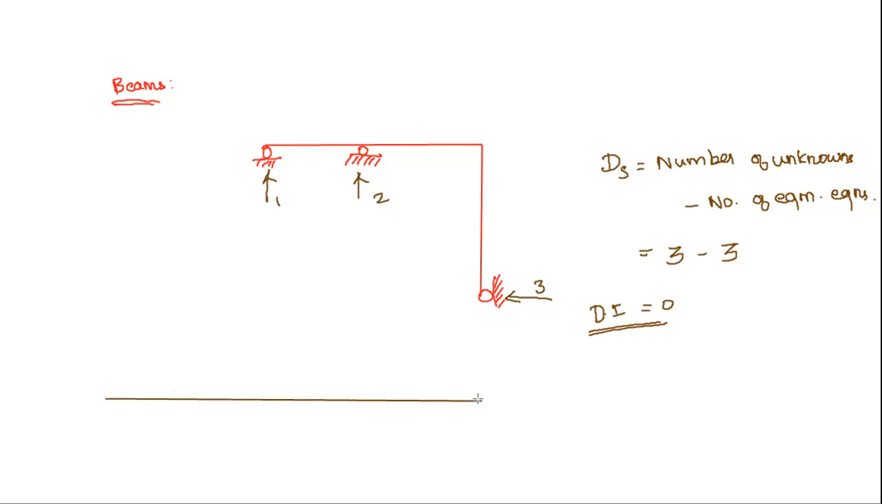So this is the second sum. It is provided with a fixed support at point A and a hinge at point D, a roller support at point B, and again a roller support at point C.